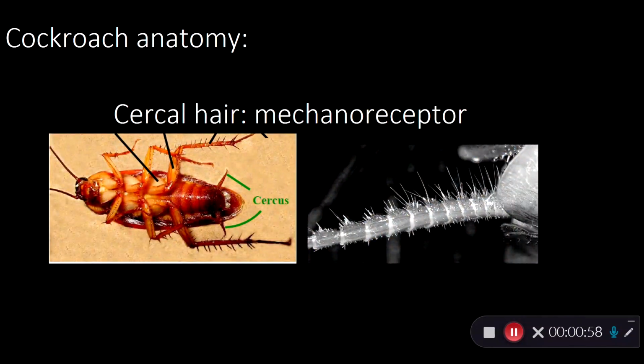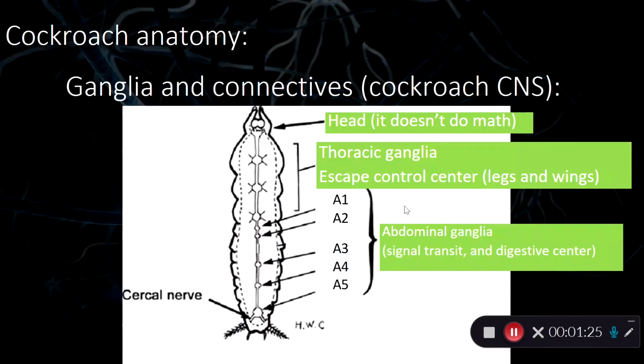Alright, so here is some anatomy of cockroaches. First of all, same as crickets, they have cerci. On their cerci, they have a lot of hairs, and at the bottom of each hair, they have mechanoreceptors. That's how they interact with the environment. If somebody pokes their cerci or there's a wind blowing on them, they will be able to feel that. So they will decide which way they should escape.